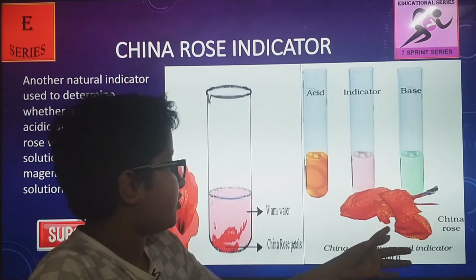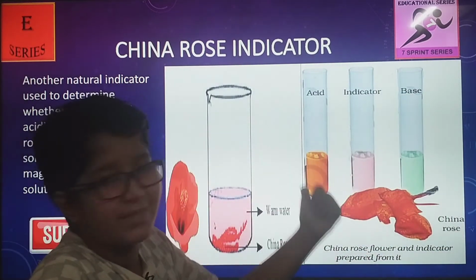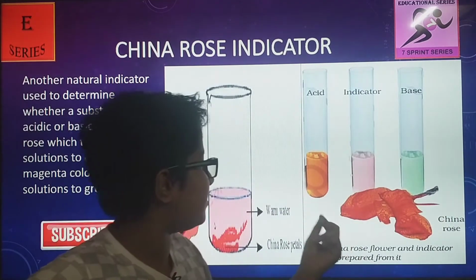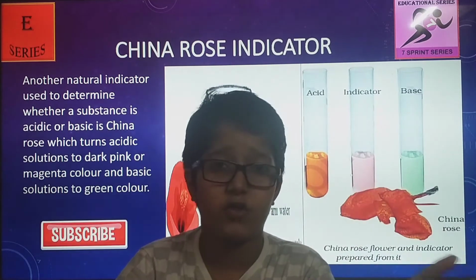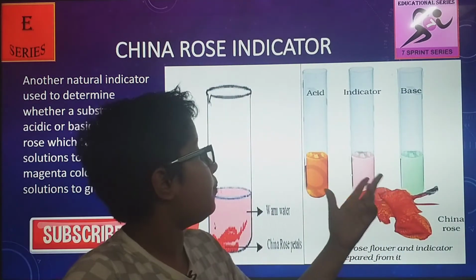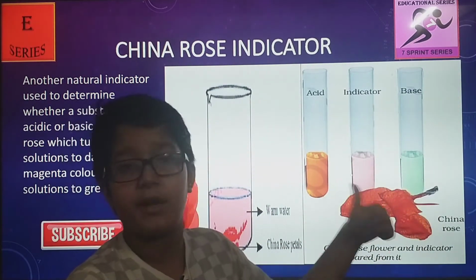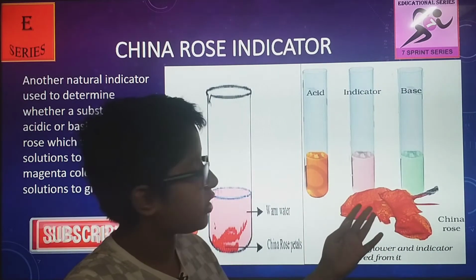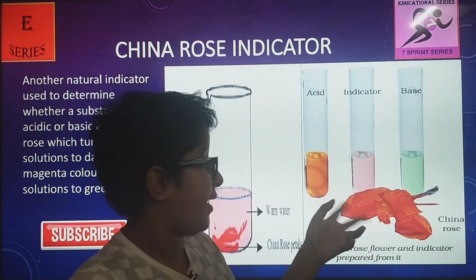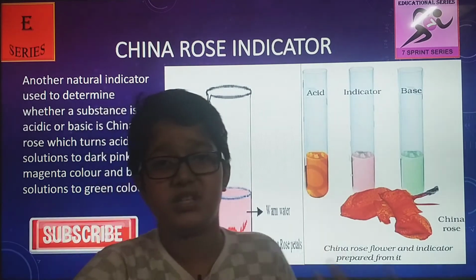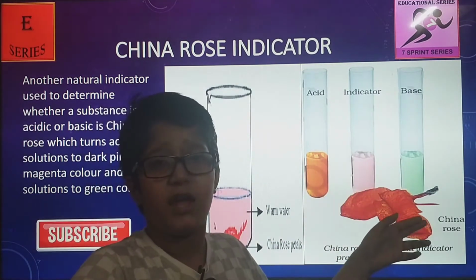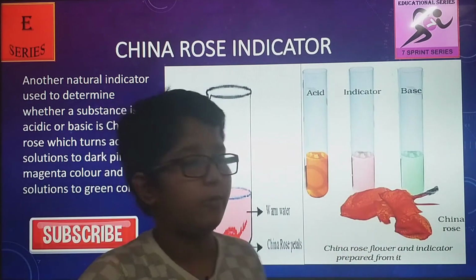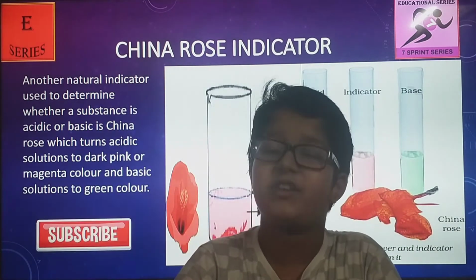Now if you put China rose in acid, it will turn darker pink or magenta. They call it magenta. And if you put this in a base, it will become green colored. Its natural color is yellow-green-pink, and if you put it in acid, it becomes magenta or dark pink, and in base, if you put China rose solution, that solution will become green in color.